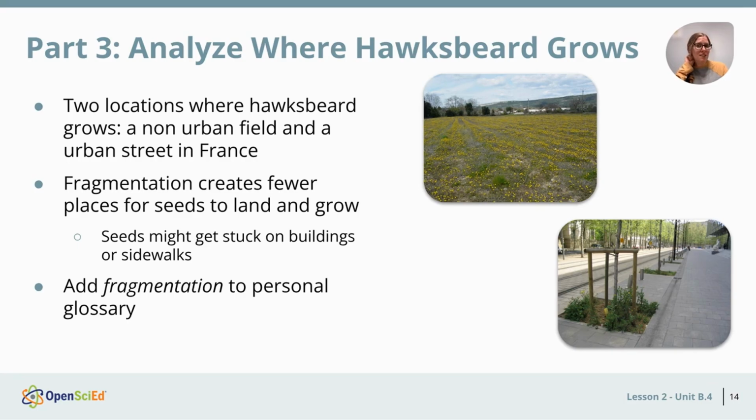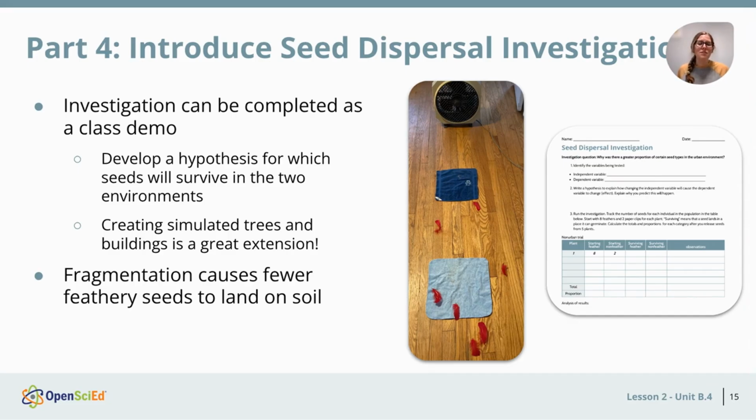And we're going to add fragmentation to our personal glossary. We're going to see that fragmentation creates fewer places for seeds to land and grow, and that those feathery seeds could get stuck. In part 4, we're going to introduce the seed dispersal investigation, and the students will be making a hypothesis about what type of seed that we use in our investigation is going to increase in proportion. They're going to develop a hypothesis again about which ones are surviving, and they're going to see that fragmentation causes fewer feathery seeds to land on soil.